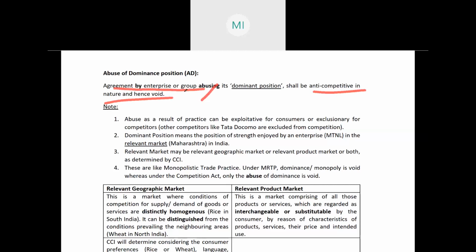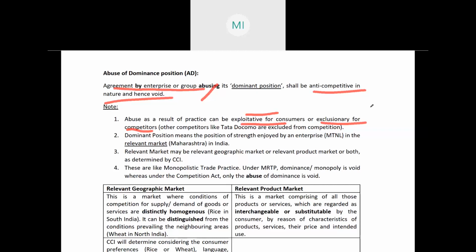Right? There are two types of abuse: exploitative and exclusionary. It can be abuse which is exploitative to consumers or exclusionary for competitors. Exclusionary is like Tata Docomo being kicked out of competition, excluded from competition. Exploitative is if it is exploiting the consumers, because Airtel used to charge so much for 1 GB data, right? That is exploitative. Or if it is exclusionary for competitors, some people were thrown out after the entry of Jio, right?